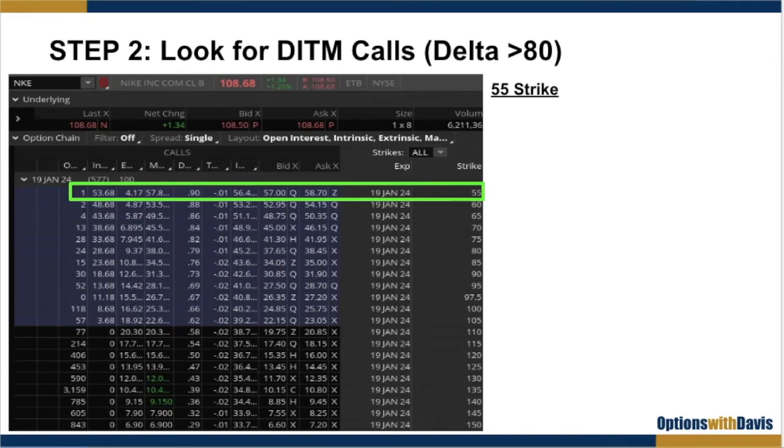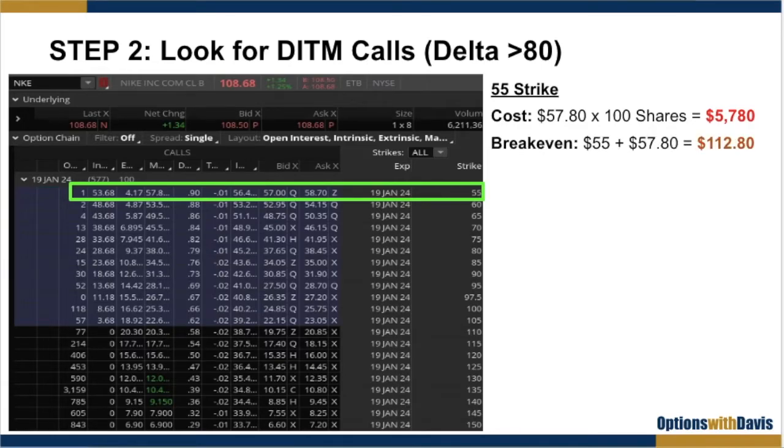So let's do a comparison here to see why I would prefer to buy the deep in the money and pay slightly more, compared to paying less for the out of the money strikes. If you take a look at the 55 strike, you can see that the cost is roughly $57.80. This is the mid price, the bid is $57, the offer is $58.7, so the mid price is roughly $57.80, and per option contract with 100 shares, that is $5,780. Now the break even, how you calculate the break even is you take the strike price and add the amount that you paid for it, which is 57.8, and you can see that the break even is $112.80.